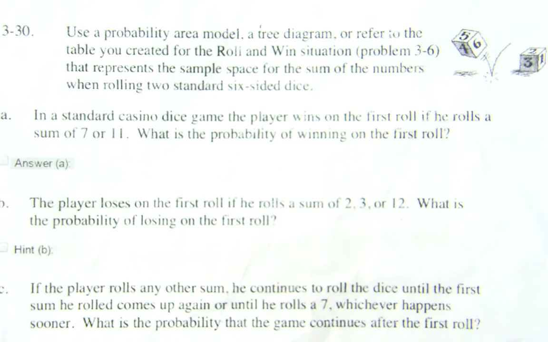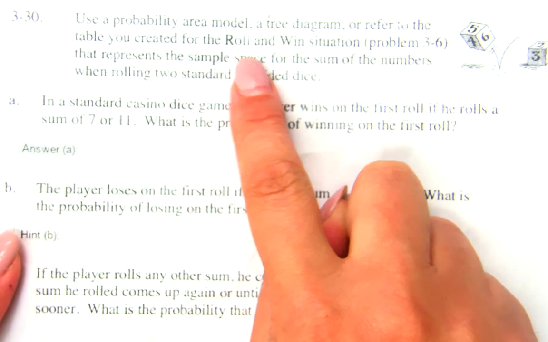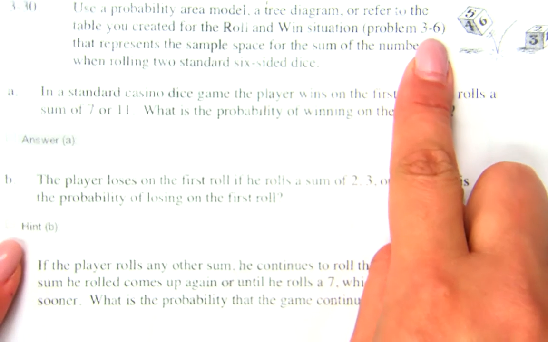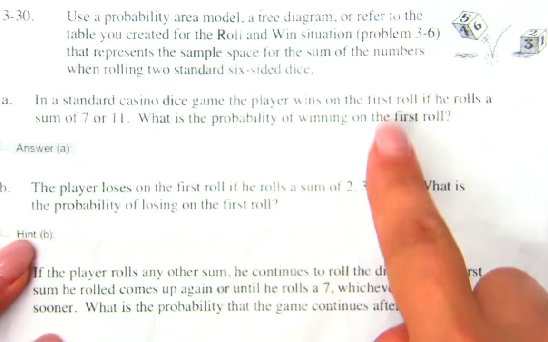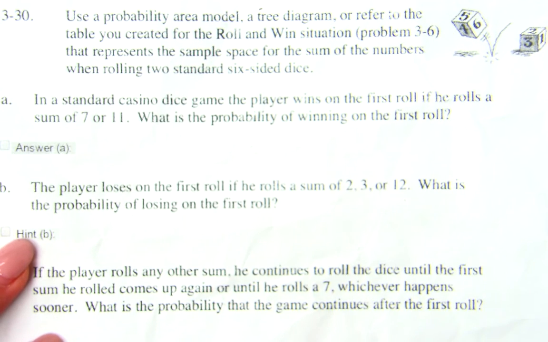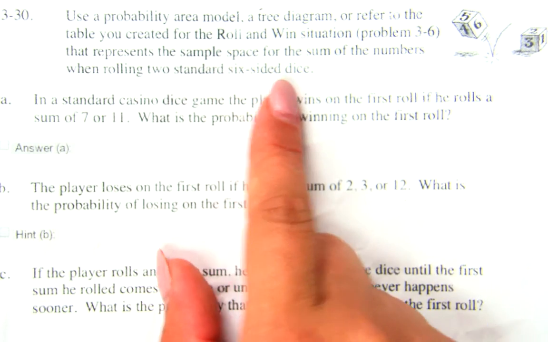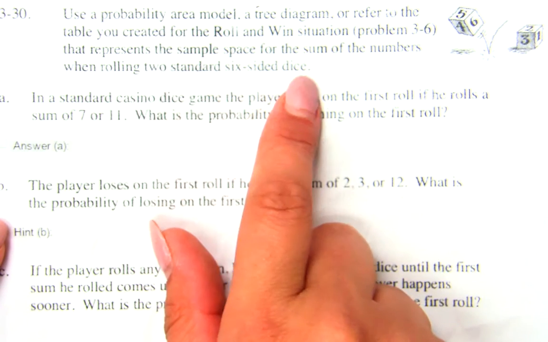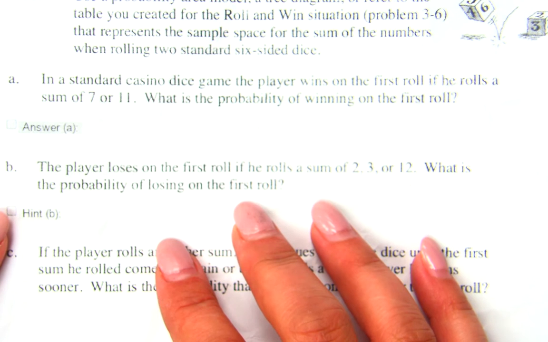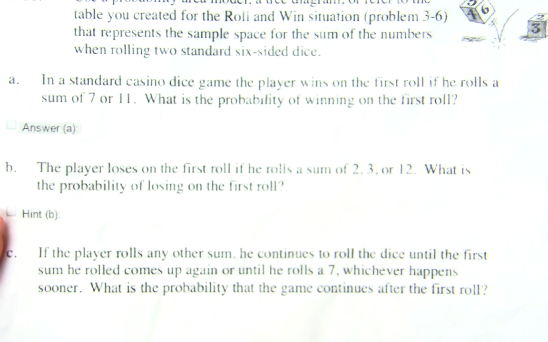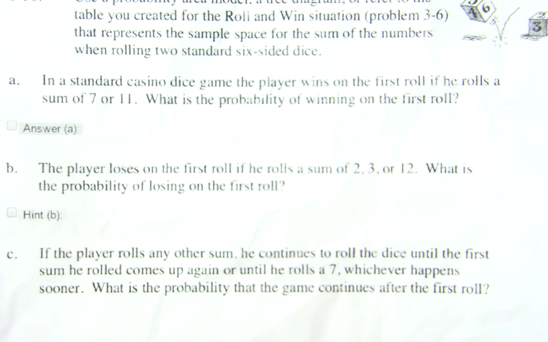All right, number 30. Use a probability area model or tree diagram, or refer to the table you created for the roll and win situation, probably 3-6, which is basically the one that had 1 dice and then spinning another dice. That represents a sample space for the sum of the numbers when rolling 2 standard 6-sided dice. So in a standard casino dice game, the player wins on the first roll if he rolls a sum of 7 or 11. What is the probability of winning on the first roll? So let's go back to that table.